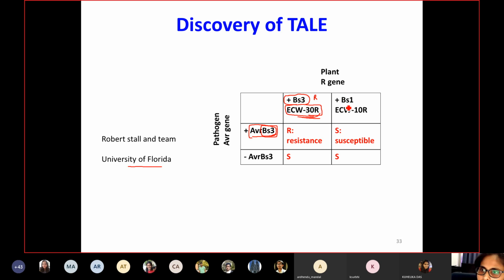Whereas when he incorporated Bs1, which is not the cognate partner of avirulence AvrBs3, then this plant was susceptible. So by creating this kind of system, he was able to show that you have avirulence gene AvrBs3, which is making ECW30R resistant, whereas the other plant, ECW10R, that is carrying the resistance gene of a non-cognate partner, is susceptible and is not resistant towards the disease.